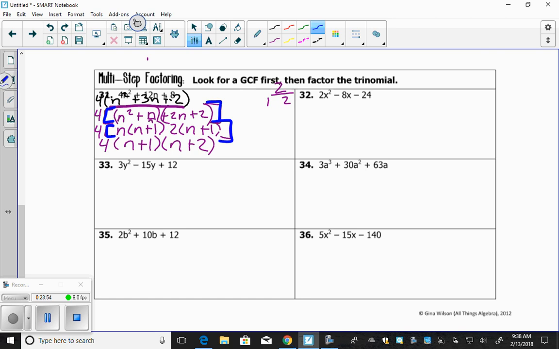I'm using the same steps that we just worked on. Because I did a GCF first, you cannot forget the 4. That 4 is the GCF that we didn't have in the other problems. Jacob and Rosa, stop hitting each other.